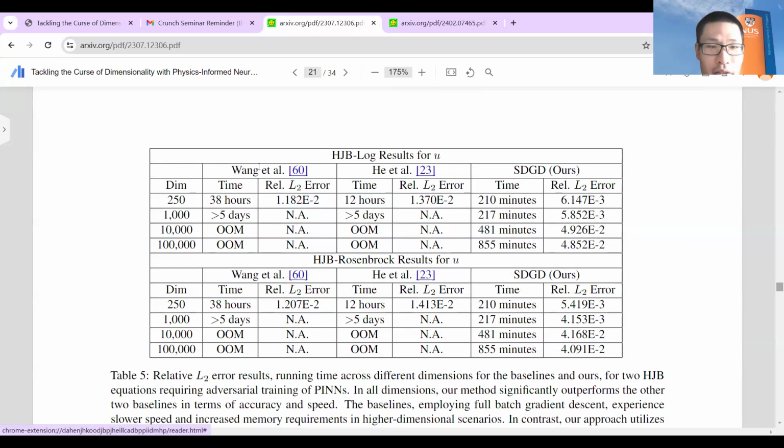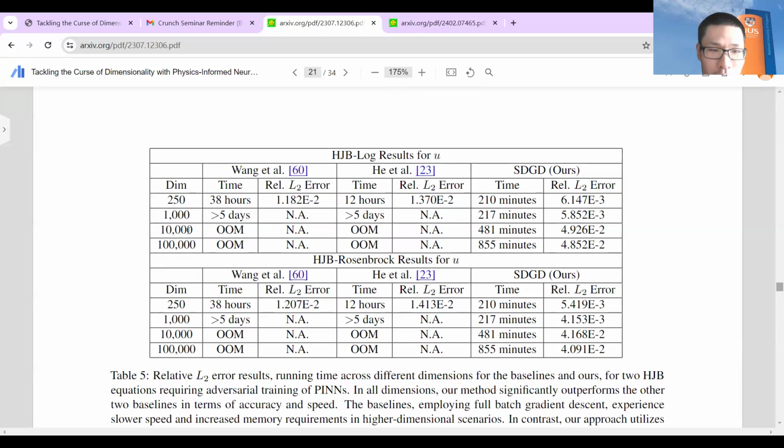We can see that with sampled dimensions, we can finish the training in much shorter time. In their original paper by Wang and He, they can only go to 250 dimensions, but we can go to higher dimensions, like 1000 dimensions. I tried to test this previous method in 1000 dimensions, and they require more than 5 days to converge. This is not a realistic time, but we can converge in less than 4 hours.